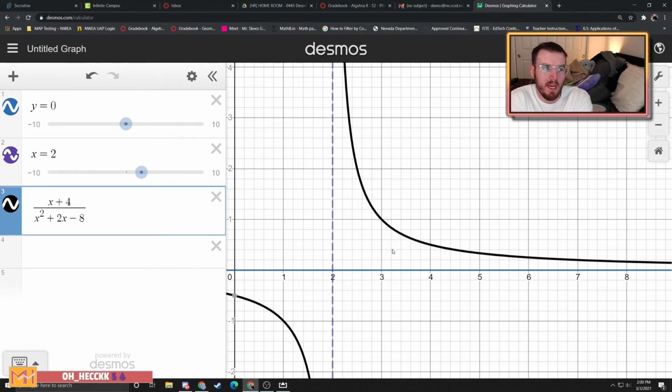Desmos isn't showing you that exactly. Desmos isn't as smart as that. But our function technically doesn't exist at 4 either. There's like a little blip in the radar.